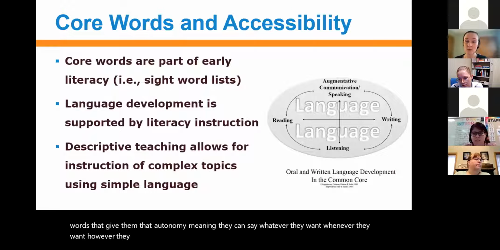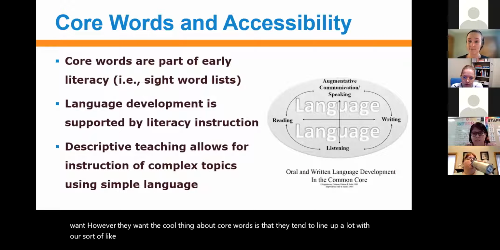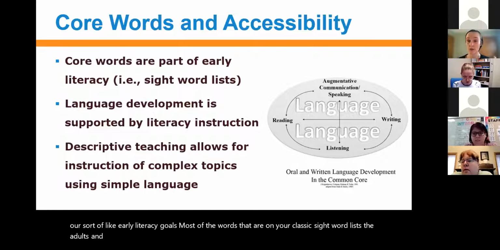The cool thing about core words is that they tend to line up a lot with our early literacy goals. Most of the words that are on your classic sight word lists, the Dolch and whatnot, are core words. They're high frequency, high flexibility words.